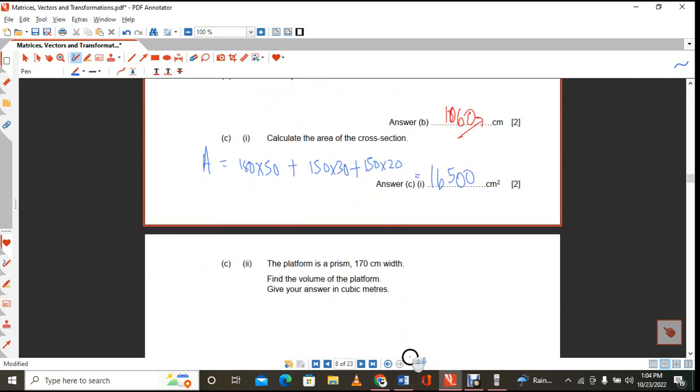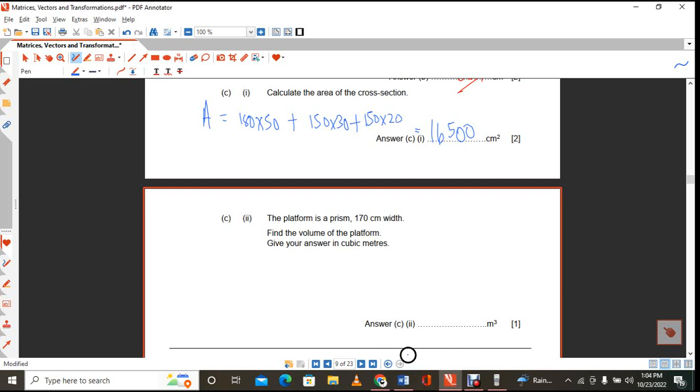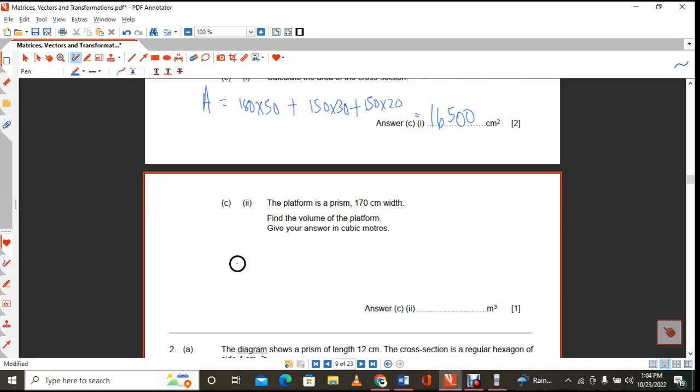Part C, the platform is a prism, so you have to find the volume. The width is 170 centimeters. Now the volume is the area of cross section, which we determined in the previous answer, 16,500. So 16,500 cross section. We multiply that by, let's say, the width, doesn't matter, or the length. So multiply that simply by 170. So this is the square centimeters times centimeter.